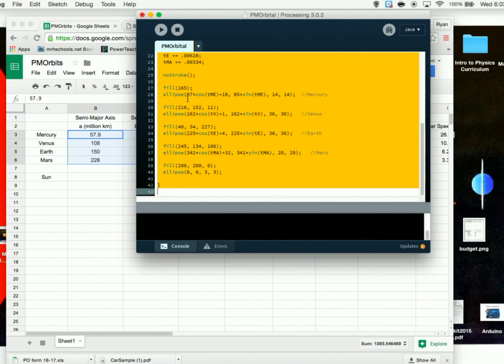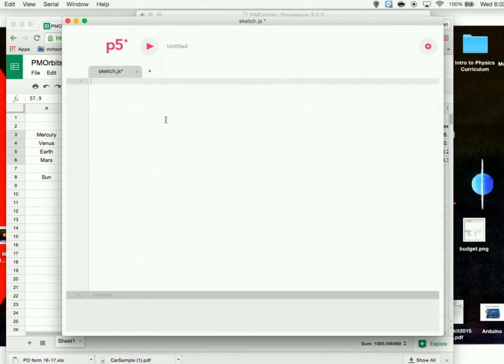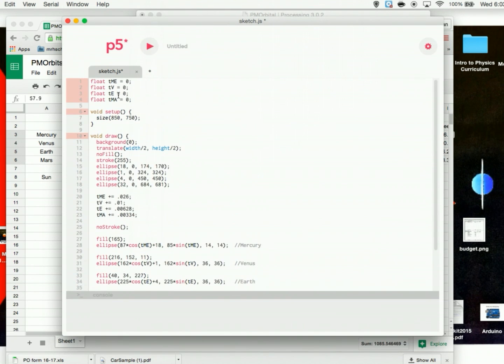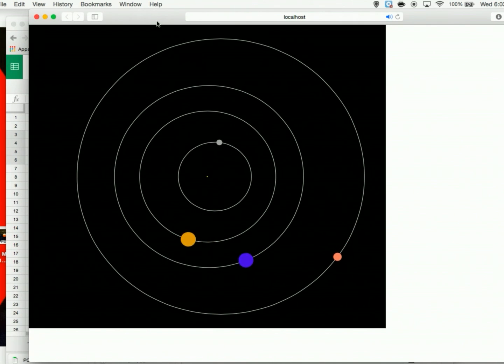So our P5 transition will be very easy with this one. There's no vectors. So really we just need to get rid of this floating variable notation and change this to var, which is short for variable. We need to change our void to function. Size goes to create canvas. All this stuff should work. We play it, and there's our solar system again.